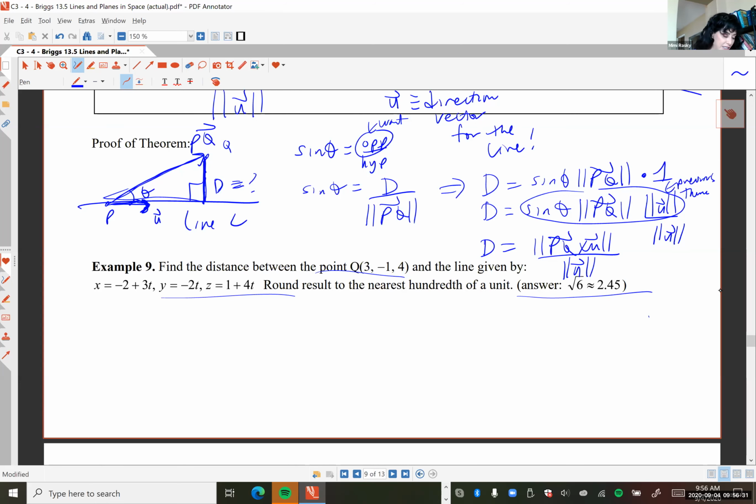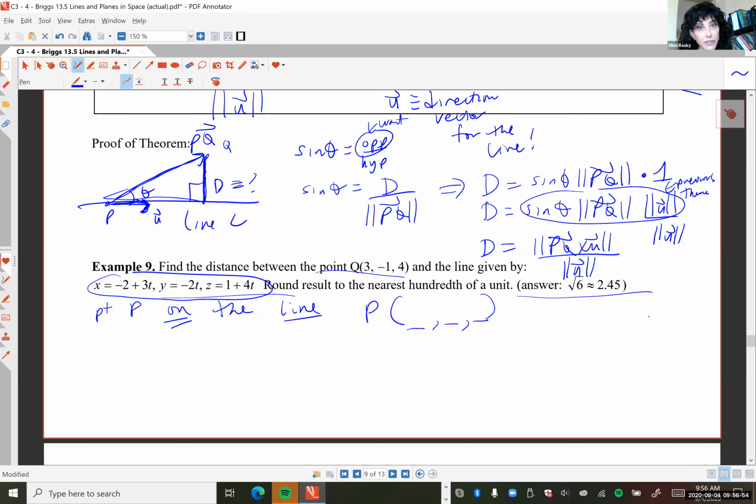Okay, so back to the problem at hand. What is an obvious point P who lives on the line? I'll give you a hint. You're going to cherry pick from the parametric equations of the line, but be careful what you cherry pick to get a point on the line, not the vector. It has to be a point, so I've got to use parentheses. Anybody have any idea what the coordinates of the point will be?